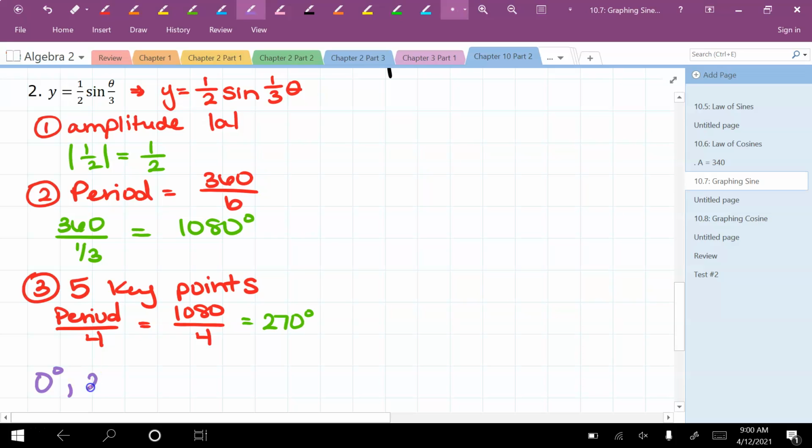So you're going to add 270. So 270 plus 270 would be 540. Adding 270 again gets us to 810. And adding 270 again gets us to that 1,080.